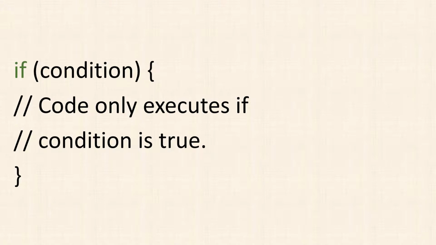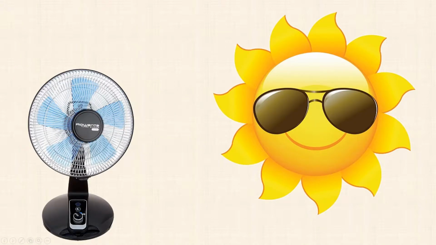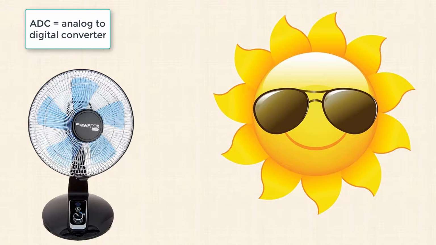The if statement checks for a condition and then executes the preceding statement or set of statements if the condition is true. The syntax for an if statement is simple and goes like you see right here. For example, let's say you want to turn on a fan when a certain temperature is reached. To read the temperature, you have a thermistor, which is just a heat-sensitive resistor, connected to the Arduino's ADC, or analog to digital converter, through one of the analog pins.